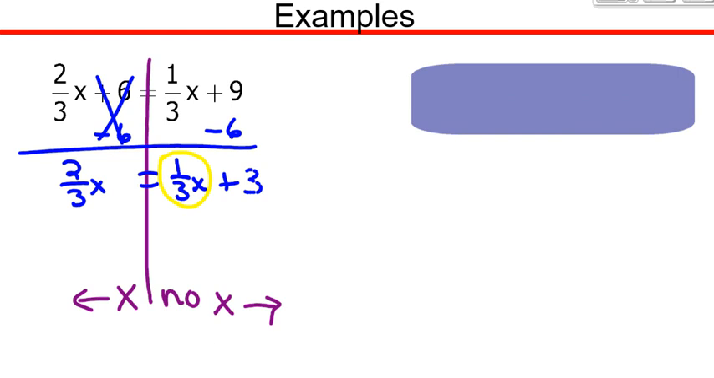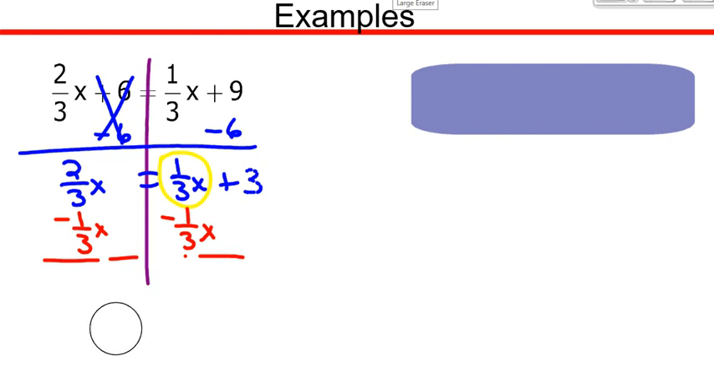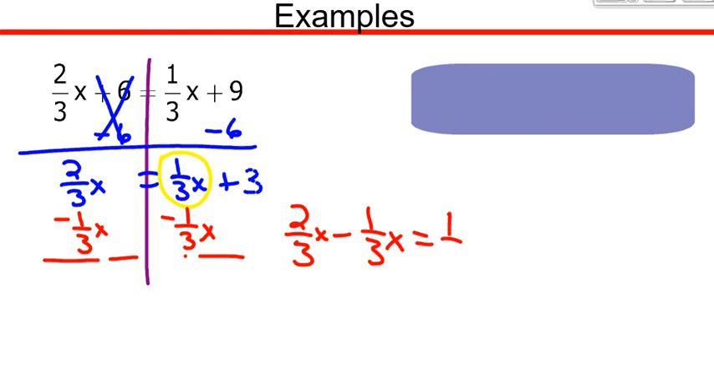Since that's a positive 1/3 x, I'm going to subtract 1/3 x. Same rules apply, nothing has changed. So minus 1/3 x. Now when I do, I'm going to go ahead and erase this bottom part here. 2/3 x minus 1/3 x. So 2/3 minus 1/3 actually leaves me with 1/3 x.